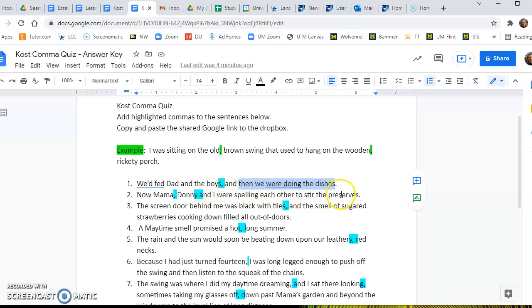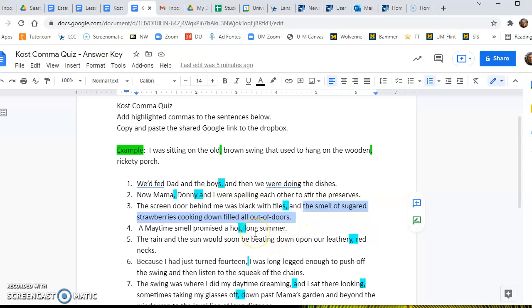"We're spelling each other to stir the preserves. The screen door behind me was black with flies, and the smell of sugared strawberries cooking down filled all of outdoors." So here again, we have a comma and a coordinating conjunction between the two full sentences. "The screen door behind me was black with flies." That has a complete thought. It can stand on its own. "The smell of sugared strawberries cooking down filled all of outdoors." So again, that is a full sentence, and between the two is a comma and a coordinating conjunction.